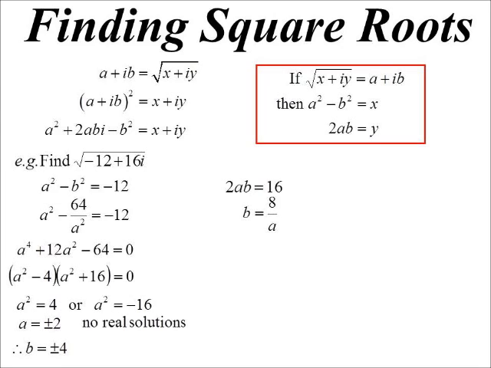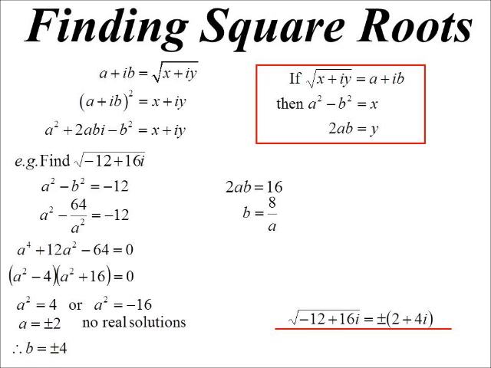Yes, b is the imaginary part, but the answer to that is a real number. And so I get a is plus or minus 2. Going back over here then, b must be 8 divided by plus or minus 2, so we'll get plus or minus 4. Actually a bad way of writing the answer, because that kind of implies 4 solutions. So there's my square root: plus or minus 2 plus 4i.